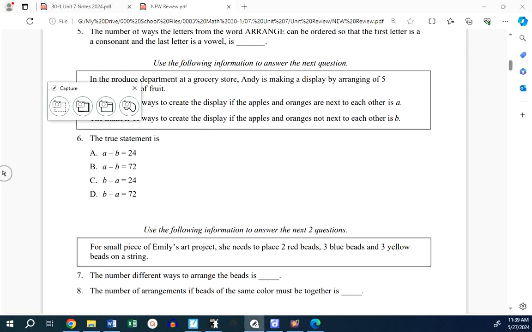And if the apples and oranges are not next to each other, that number of arrangements is B. And then you're asked for the true statement. This is just my way of asking you 2 questions at once. How many ways can you arrange the 5 fruits if 2 of them are together? And how many ways can you do it if 2 of them are not together?